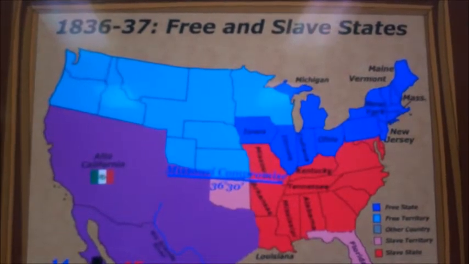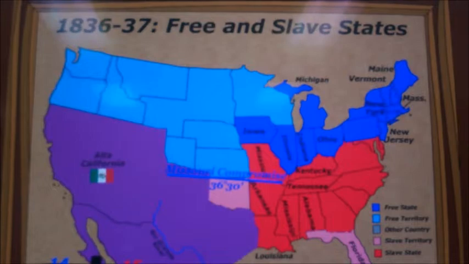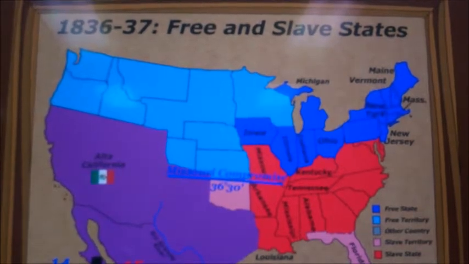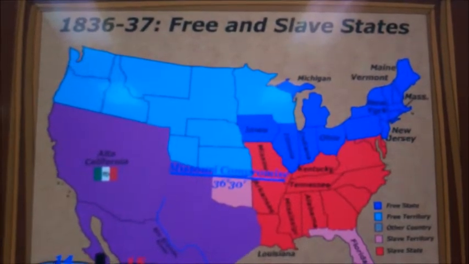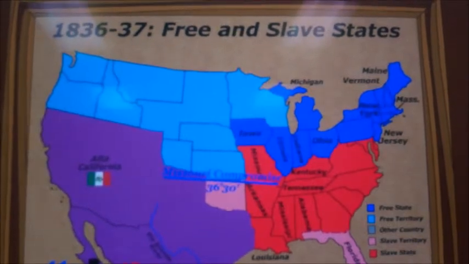Texas wins independence from Mexico in 1836. When Texas is annexed into the U.S., a war begins. The U.S. wins and gains new territories.